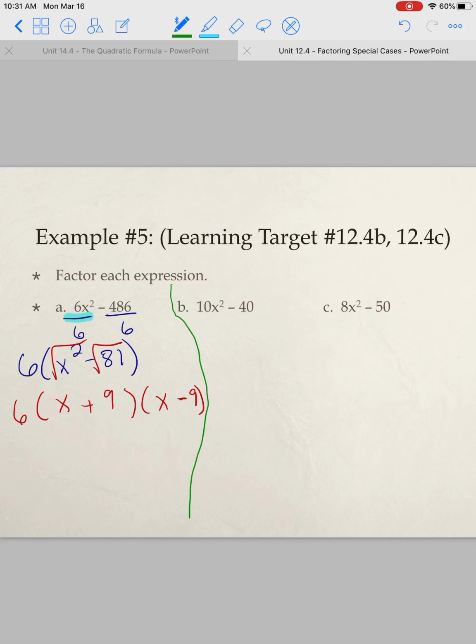Same thing here. I can take out 10, and I'll have 10 with a plus and one with a minus. I'm going to change my color. And that would leave me with x squared minus 4. Take the square root of x squared and the square root of 4. I'll have x plus 2, x minus 2. And there's your answer to that one.